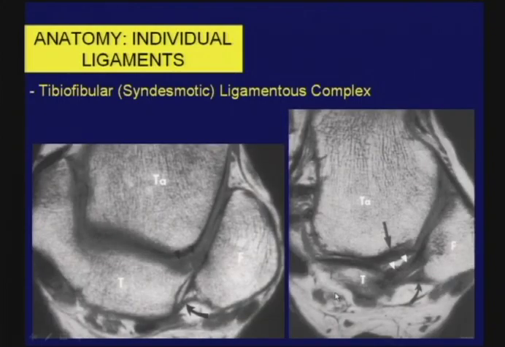In the axial image, this is a tough case because we are cutting right through the level of the ankle joint, but this is tibia, this is talus, this is fibula. This is the posterior tib-fib ligament, like here.